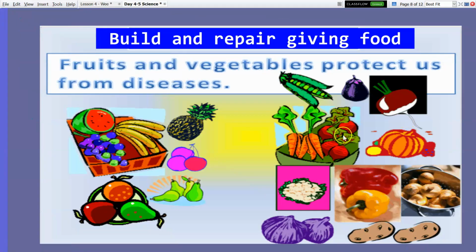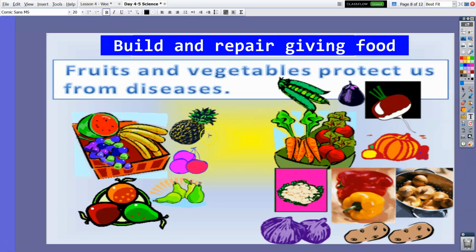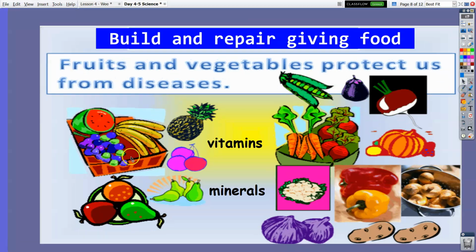The third group is called the build and repair giving food. This comes from fruits and vegetables. The build and repair group is mainly food that is rich in vitamins and minerals. So all sources of fruits and vegetables are rich in vitamins and minerals that help our body build and repair for any issues like fractures or diseases.